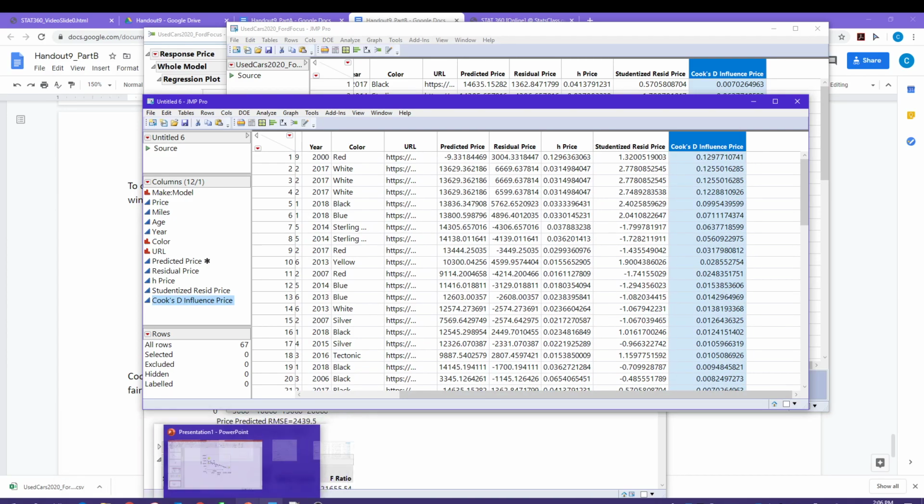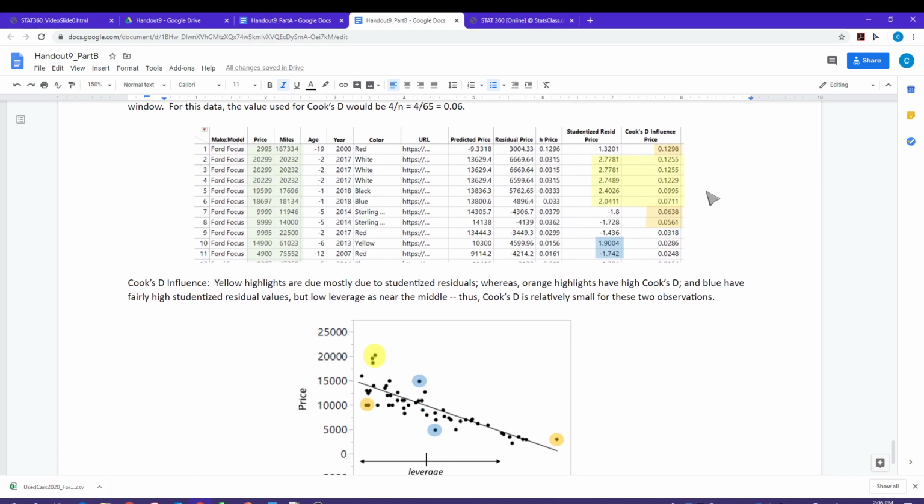And what I've done in the notes there is just highlighted a few of those that are worth talking about. So the orange ones here are observations that have high Cook's distance. The yellow ones are observations that have high studentized residuals and high Cook's distance. And then these blues actually have somewhat high studentized residuals, but not high at all in terms of Cook's distance. So these yellow observations, those 5 yellow observations, are still the 5 that we have selected there.